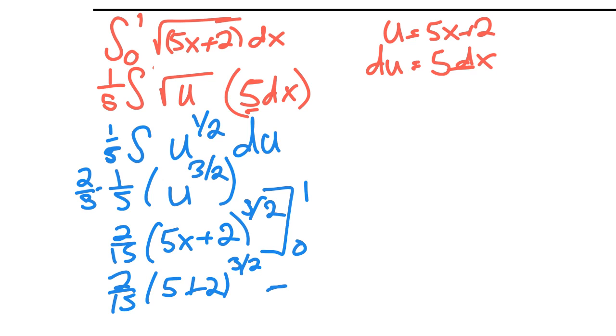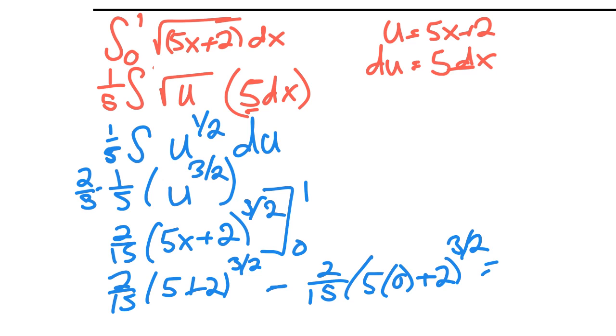And subtract off when I plug in the 0. Oops. That needs to be 0. And that gives me a 2.092.